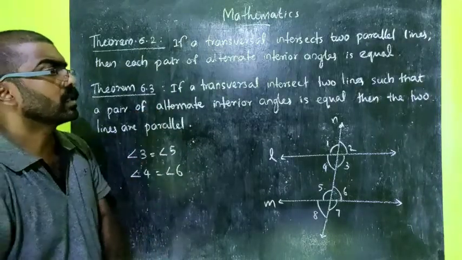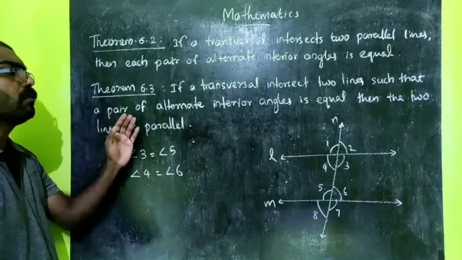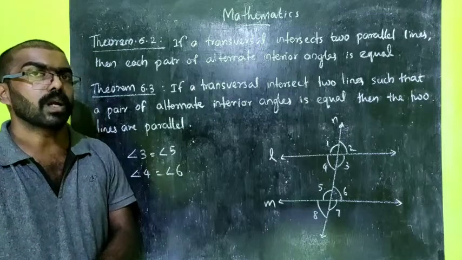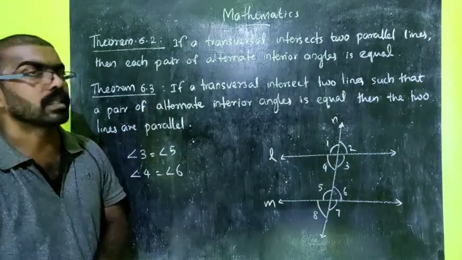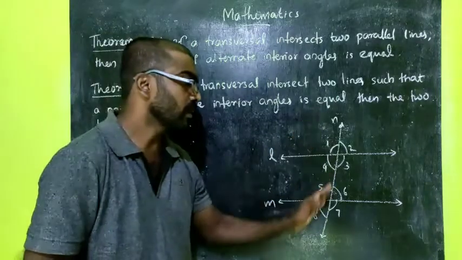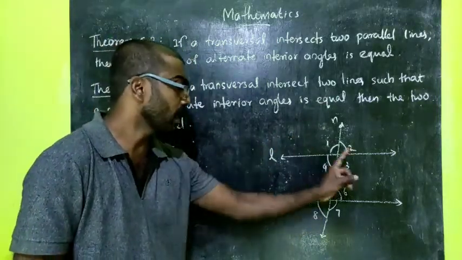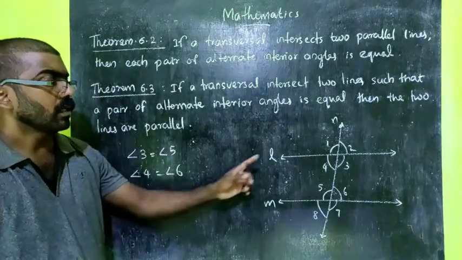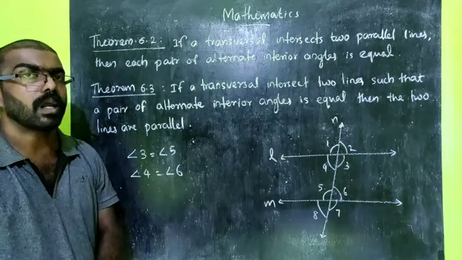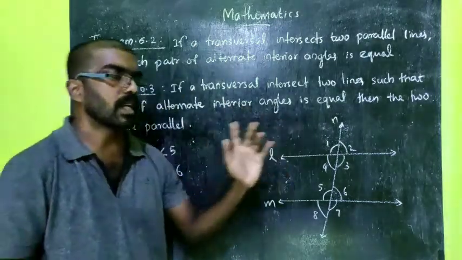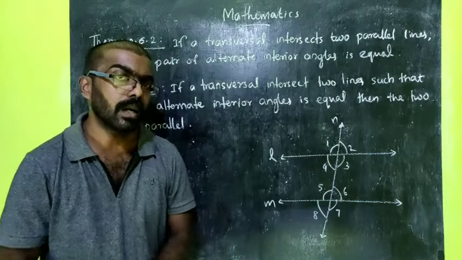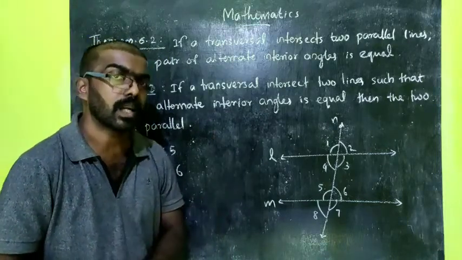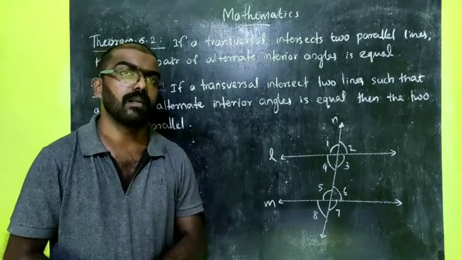And the next one is the converse of the first theorem. If a transversal intersects two lines such that a pair of alternate interior angles is equal, then the two lines are parallel. Here N is a transversal and N intersects the other two lines L and M such that a pair of alternate interior angles is equal, then L is parallel to M. First one is, if two lines are parallel, then alternate interior angles are equal. And the converse is, if alternate interior angles are equal, then the lines are parallel. Clear?